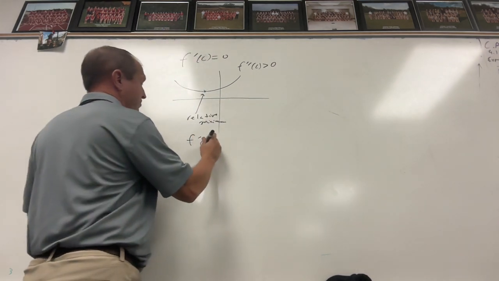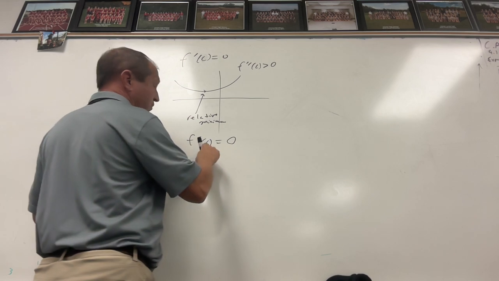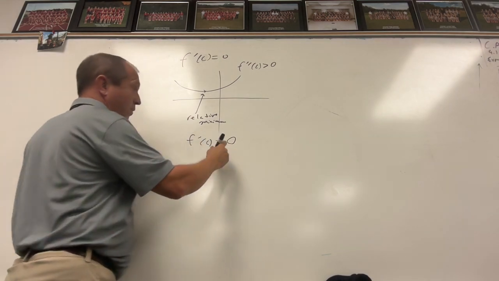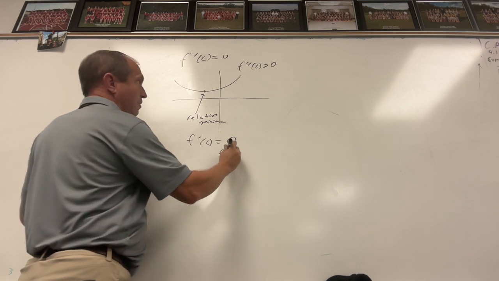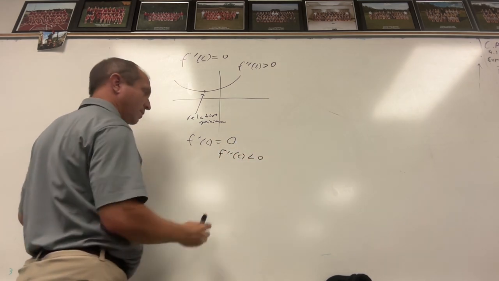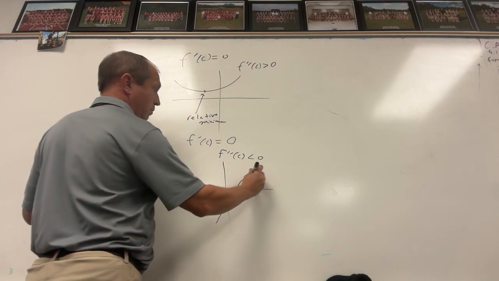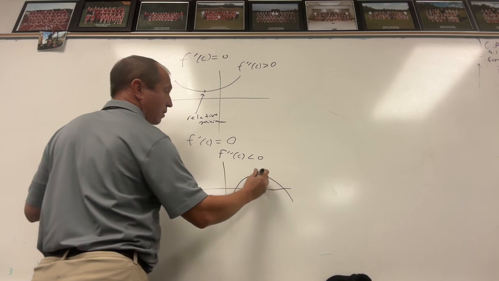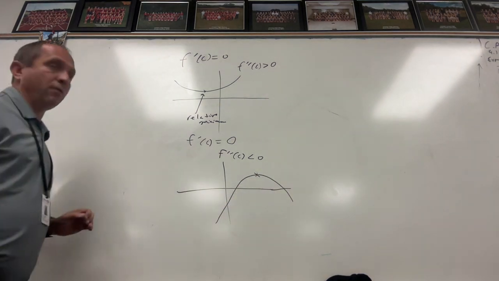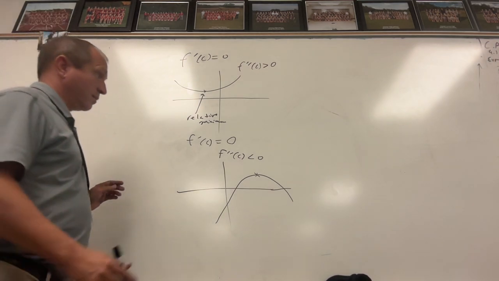If f prime of c is equal to 0, and again, this only works for the value where c is 0, and f double prime of c this time is less than 0, then we're talking about a value where we're concave down, and if your slope is 0 where you're concave down, then what do you have? A relative maximum.